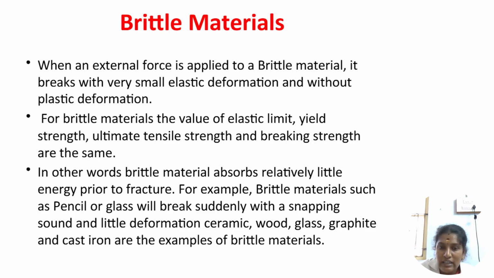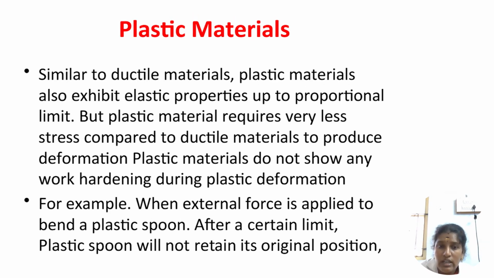For a brittle material, the elastic limit, the yield strength, the ultimate strength and the breaking strength are all the same thing. You can see and verify this with the diagrams. What does that mean? In the stress strain diagram for the brittle material, everything is the same, but not for ductile. Some variations are there. Then this is the plastic material, which can be similar to the ductile.